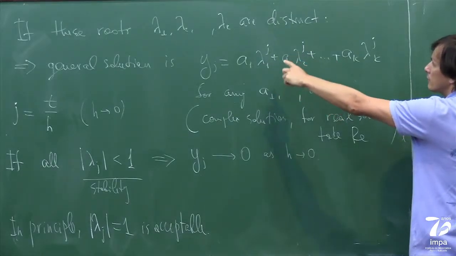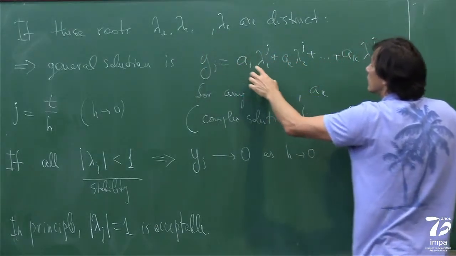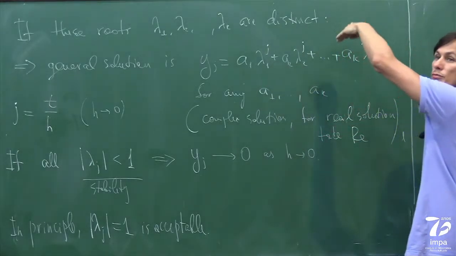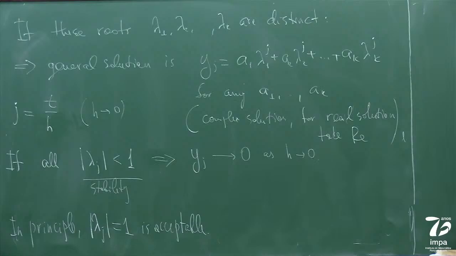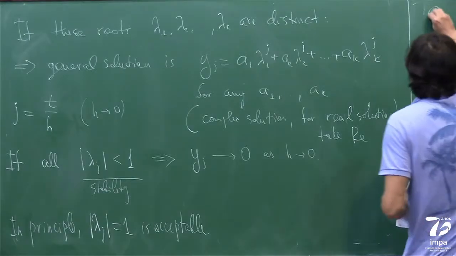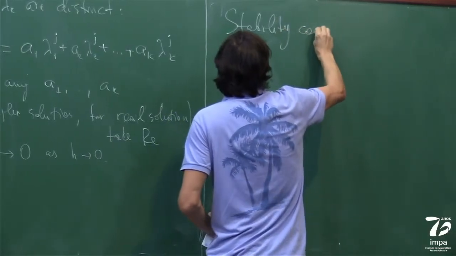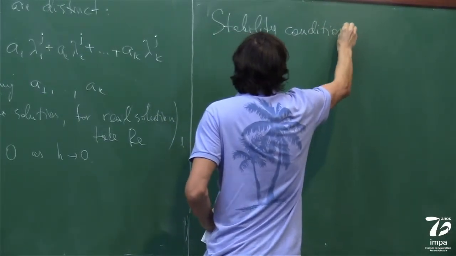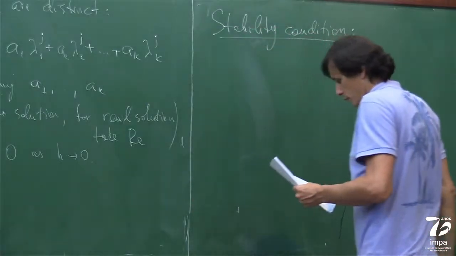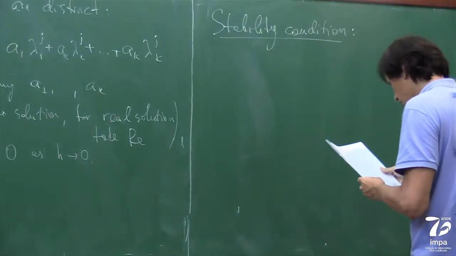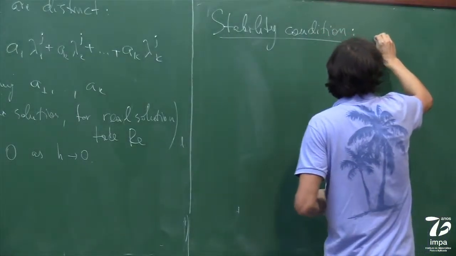So if some lambdas are repeated, this is not general solution because there are not enough terms. But you can construct more terms which are called circular terms, which is a product of power laws by exponents. But it's okay. So the stability condition that we will not prove, but for you to remember. You can just look at the book if you want to know the proof. So the stability condition consists of two parts.